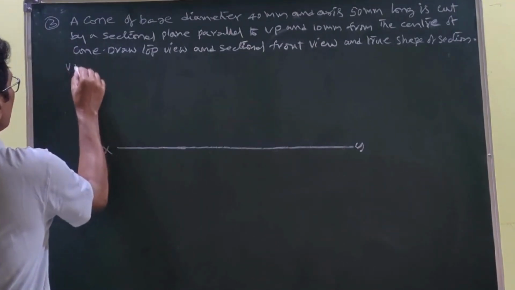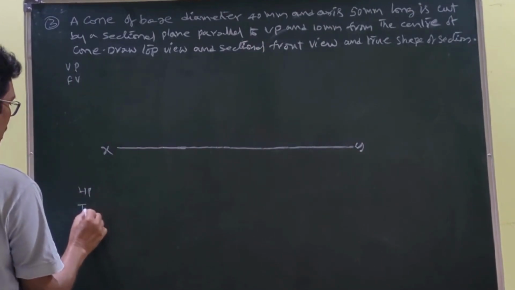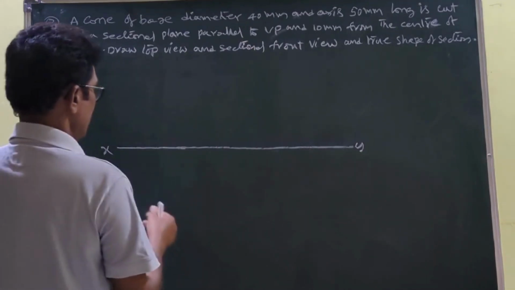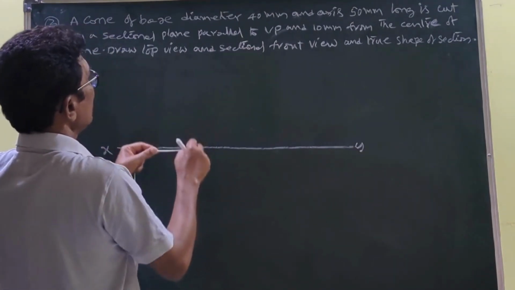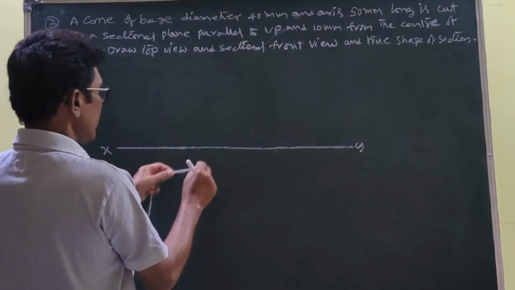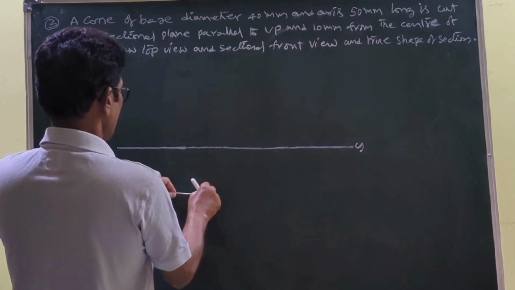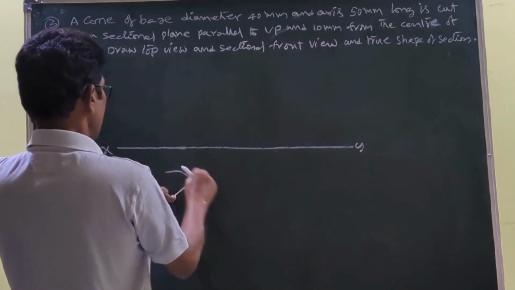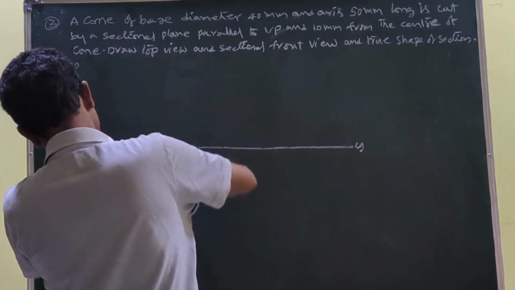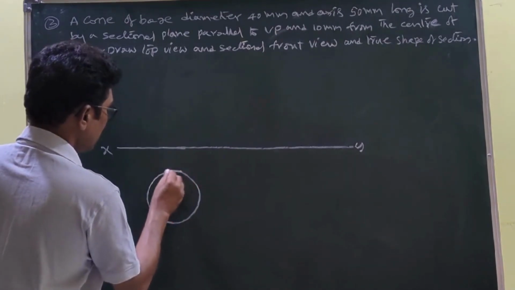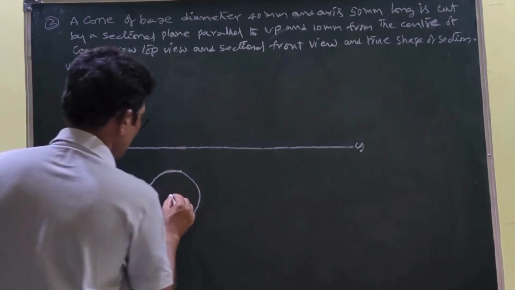Okay. So first we have to draw the top view. We know that this is the vertical plane, front view, and this is the horizontal plane, top view. So first you have to develop the top view. The diameter is 40 mm, so you take 20 mm as a radius. You draw a circle like this, the top view, with the center.